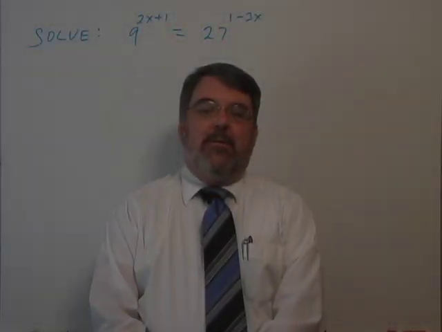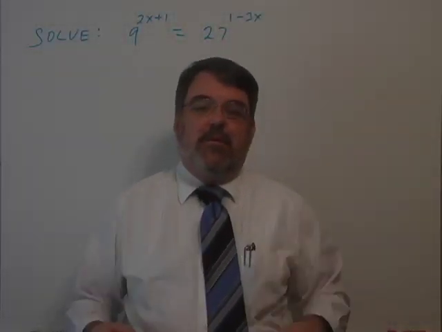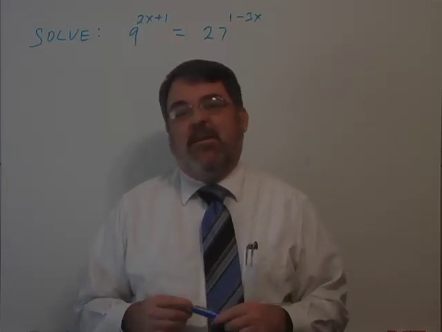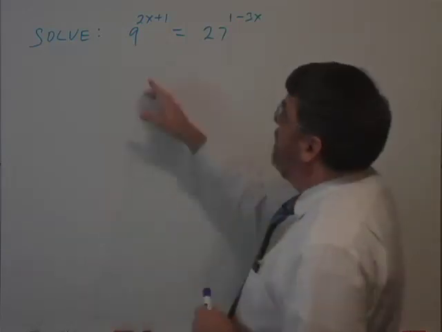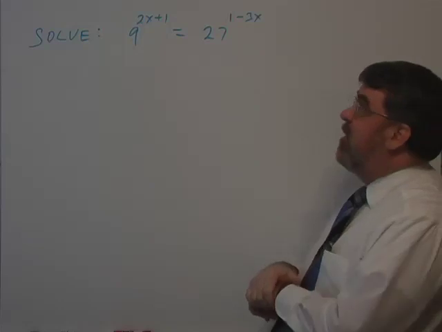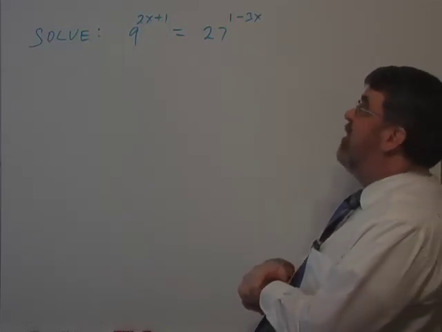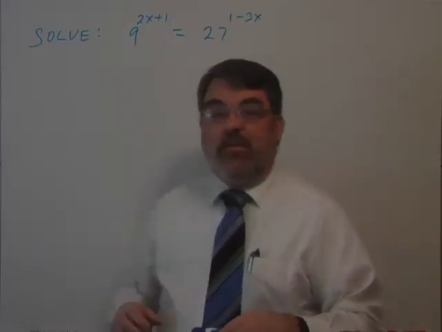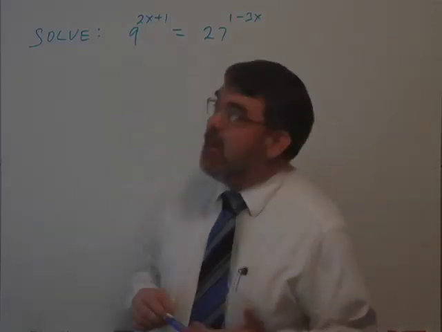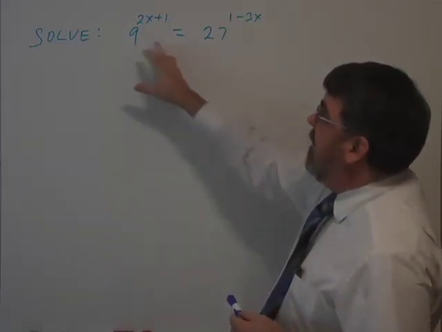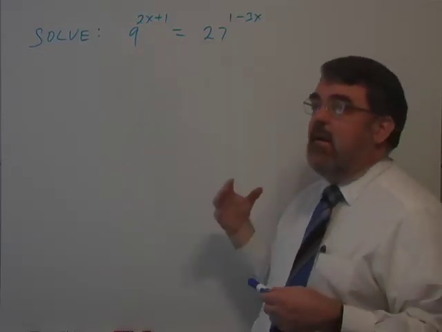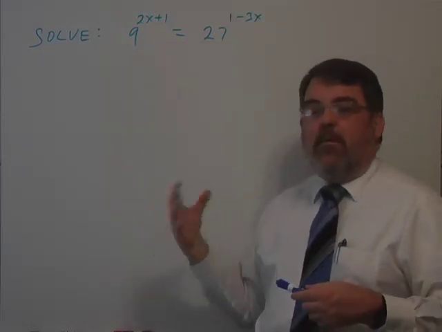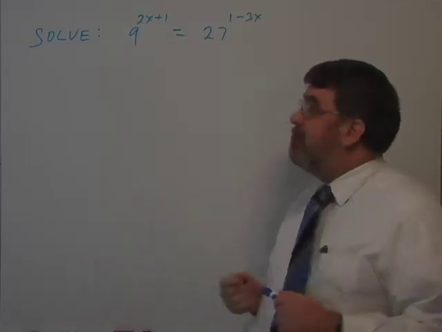Here we have a rather typical exponential equation that appears early in this chapter. Solve 9 raised to the 2x plus 1 equals 27 raised to the 1 minus 3x. And what allows us to solve this exponential equation is the fact that the bases, 9 and 27, are both powers of a common number, 3.